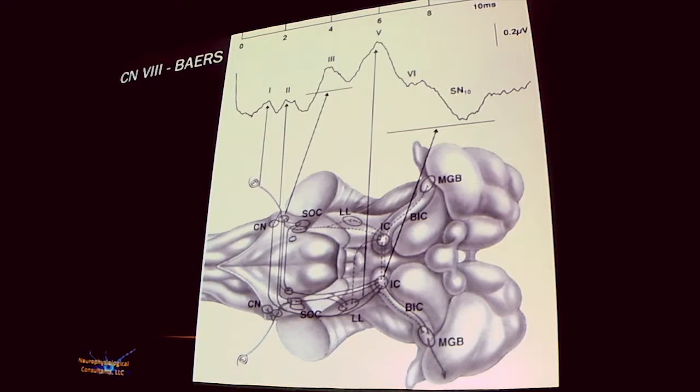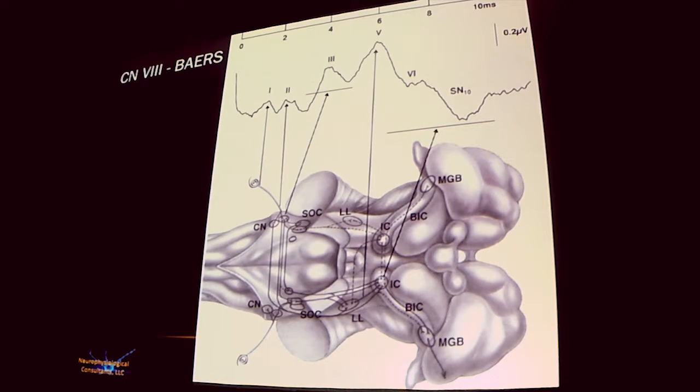Wave 3 is between the cochlear nucleus and the superior olivary complex. Wave 4 is thought to be in the lateral lemniscus. So this doesn't even show wave 4 here, but wave 4 is probably here, in the lateral lemniscus, and then wave 5 is thought to be generated in the inferior colliculus.